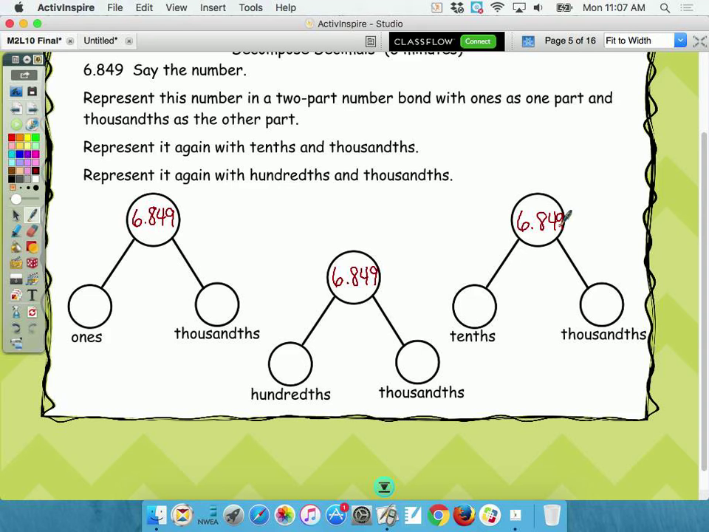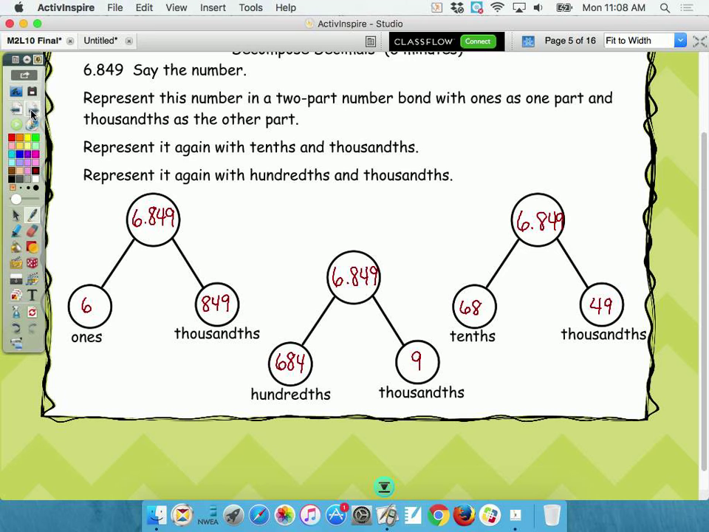So take out the ones. 6. And what's left over? 849. Good. How about Justin? Justin, take out the hundreds here. 684. Good. What's left over? Good. Kaden, you want to do the next one? 668 and 49. Good. Okay, did I go too fast? It's just a quick little review, all right?